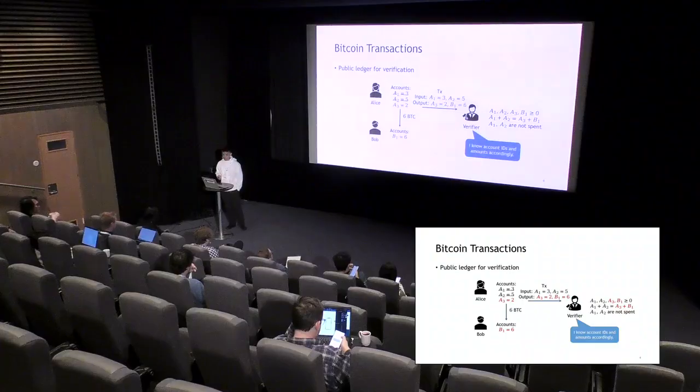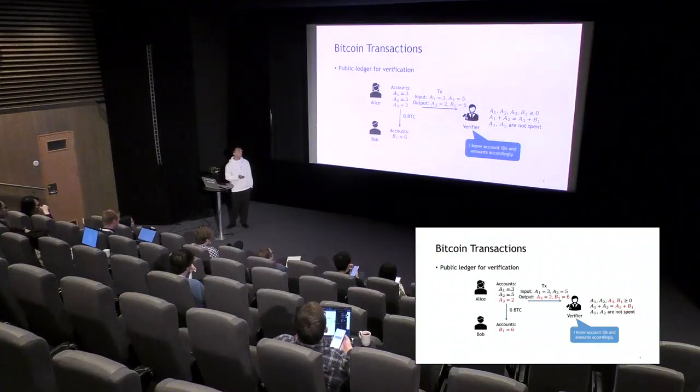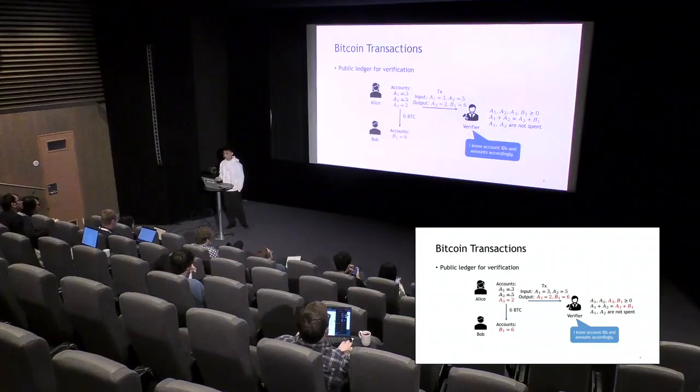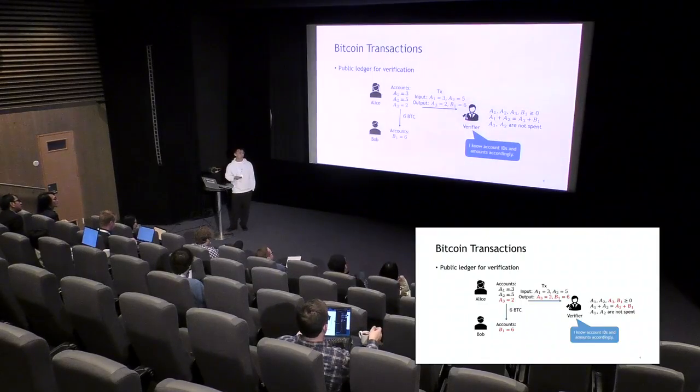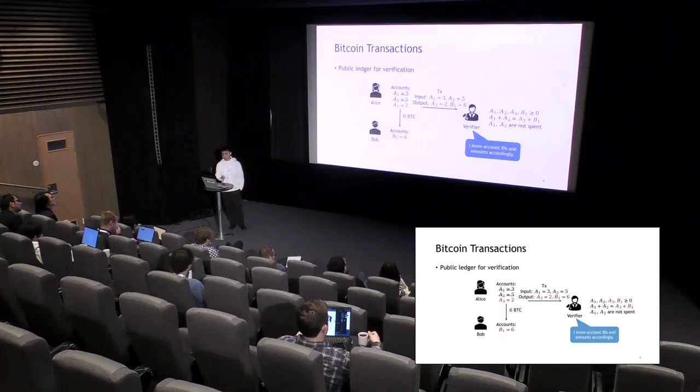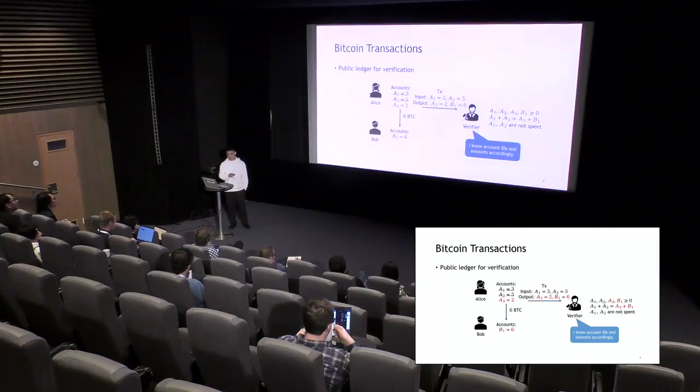So how does the verifier check this transaction? Since Bitcoin is a public ledger, the verifier can simply access the information in the transaction, and he just checks 3 things, which can be summarized as 3 constraints. The first is that all the input and output values are valid, larger than 0. The second is the balance, A1 plus A2 equals A3 plus B1. And the third is that A1 and A2, the input accounts, were not spent before the transaction.